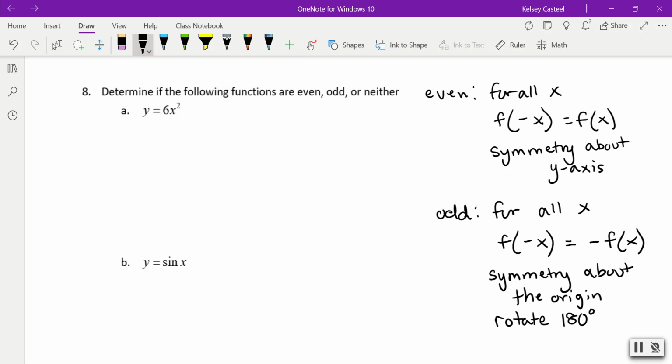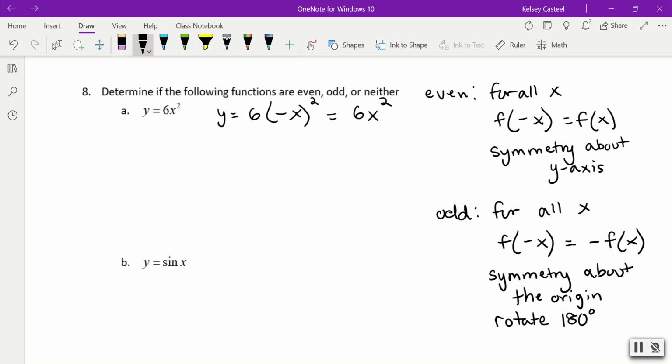A function is neither even nor odd if it's neither one. So you're either even, odd, or neither. There's no other option. So let's start with the first one, y equals 6x squared. Let's consider what happens if we replace x with negative x. What happens if you square a negative number? It becomes positive. So we will get the same outputs as we did for the original function.